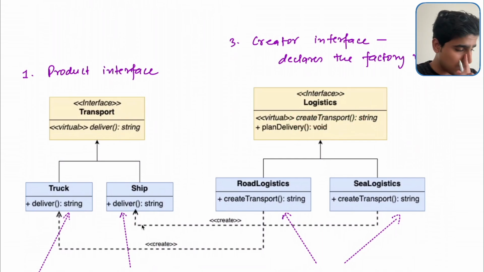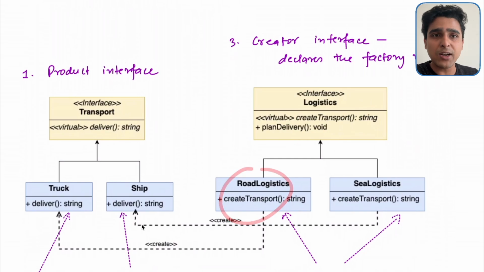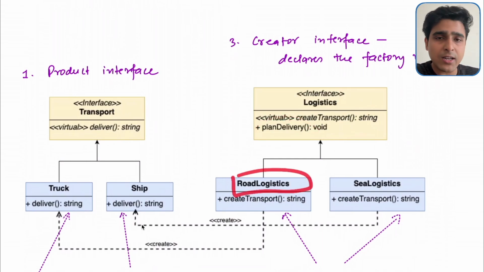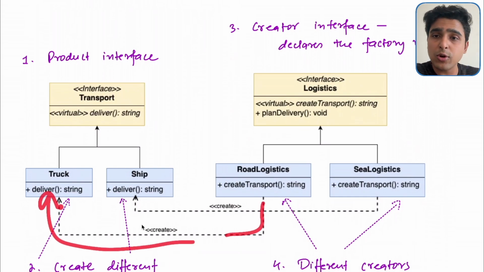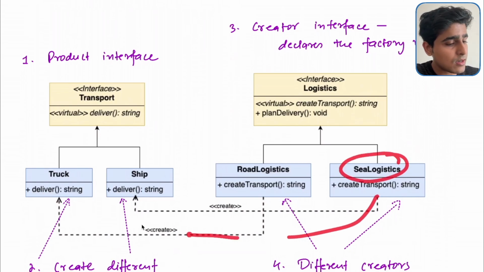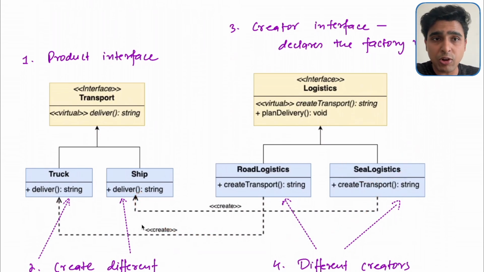So this is what it means, that the subclass will decide which type of object to create, and it also has a plan delivery. Based on the mode of transport, it will plan the delivery. Now we create one class called road logistics, and it also implements a create transport function. What it does is create the transport of type truck. Similarly, sea logistics creates the transport of type ship.